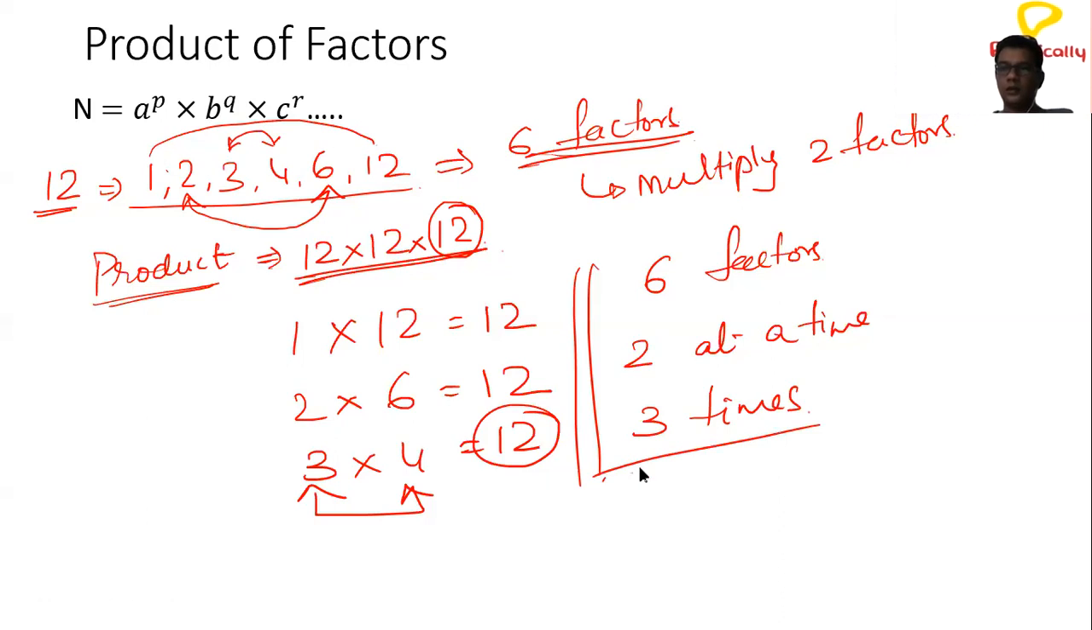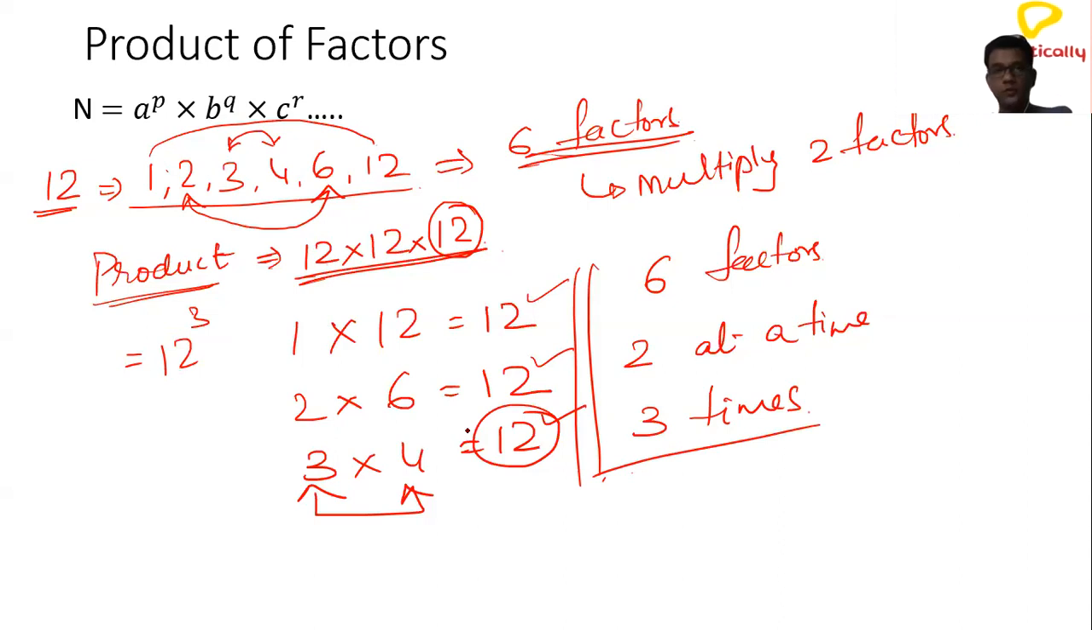If you have 6 factors and you are taking 2 factors at a time, you can take out only 3 times, which means every time you take, you are going to get 3 12s. So what is your product? 12 multiplied 3 times, not 12 into 3. 12 multiplied by itself 3 times. That is 12 cubed. That is the number of factors.